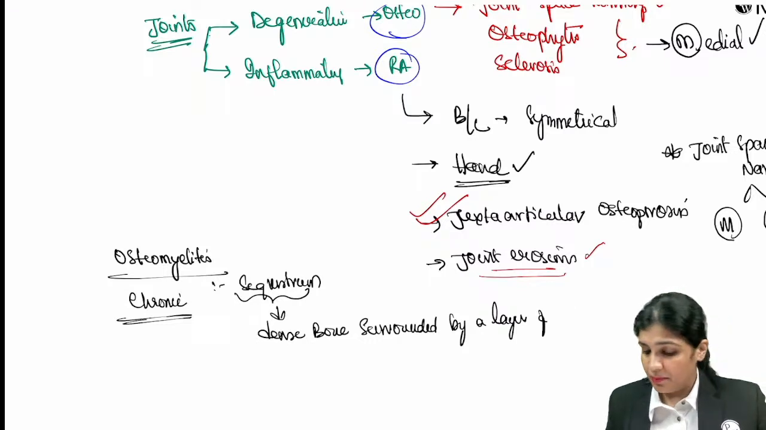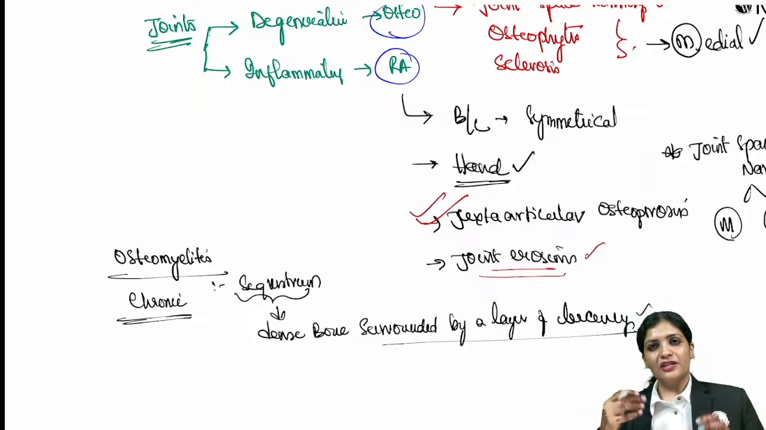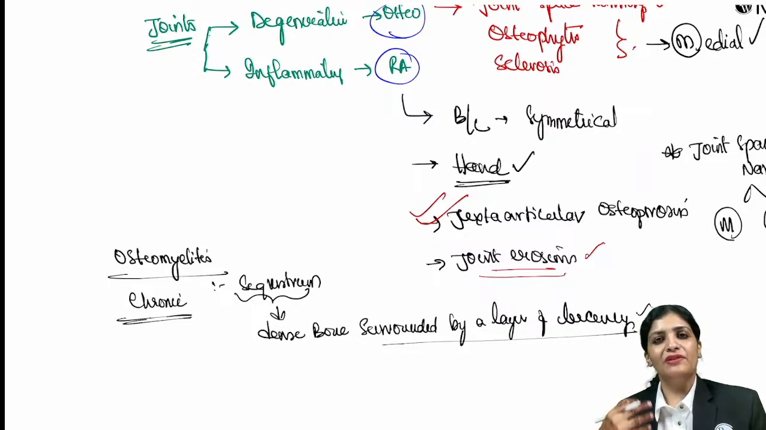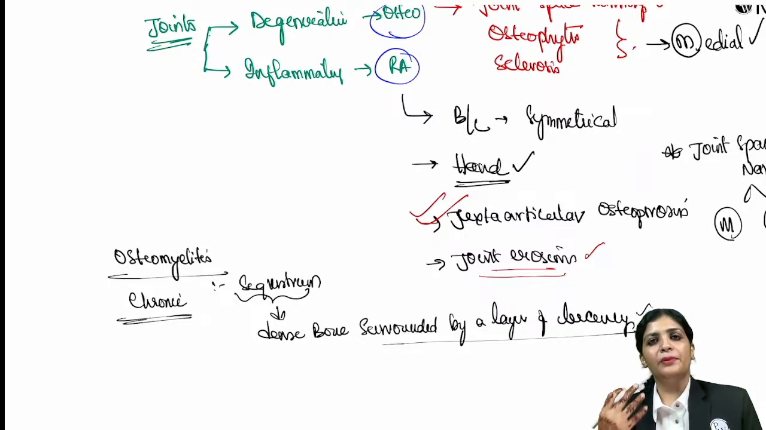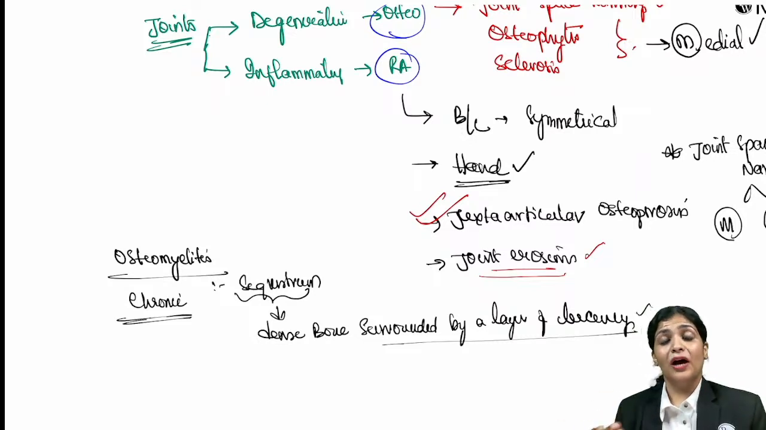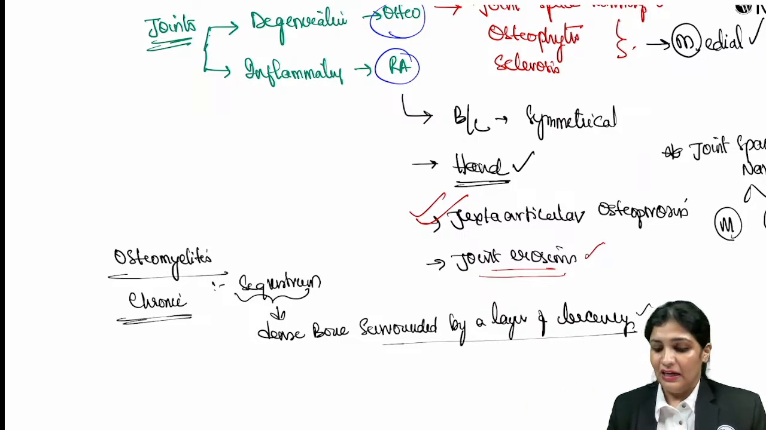Dense bone which is surrounded by a layer of lucency. Why is it a dense bone? Because there is no blood supply to this particular part. Whenever there is no blood supply, there will be no removal of the calcium, right? So there is no activity, no osteoclastic resorption which is present in the normal bone. That is why this sequestrum appears dense on the X-rays, surrounded by a lucency, right?